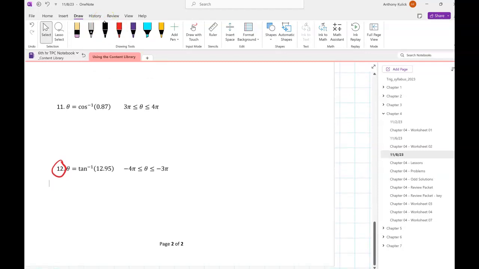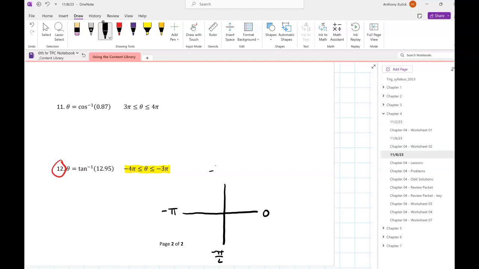So let's start by drawing our picture. Notice the angles are negative this time. So which way should I be counting? Clockwise. So 0, negative pi over 2, negative pi, negative 1.5 pi, negative 2 pi, negative 2.5 pi, negative 3 pi, that's the start, negative 3.5 pi, and then negative 4 pi.